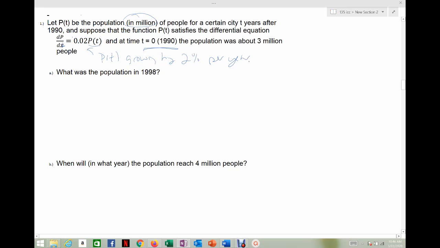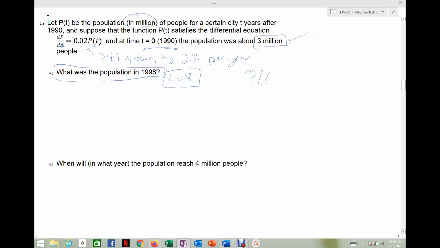All right, the initial amount was 3 million at time zero, so when the study was started, 2 years after 1990, so 1990 would be my initial time, and so we started with 3 million people, and so that would be my initial amount. All right, so the first question is then, what was the population in 1998? So 1998 would be looking for time 8, right, 8 years after 1990.